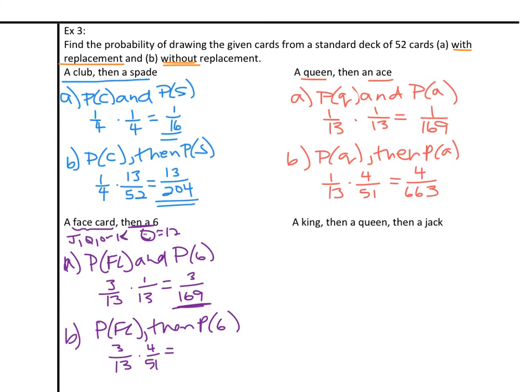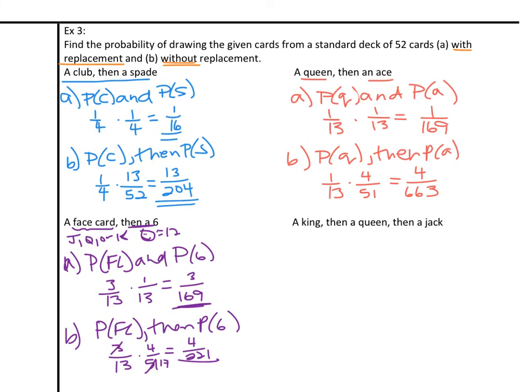And this would become, well, actually, we could reduce this. The 3 goes into 51 17 times. Well, that's kind of nice. That would give us a total probability of 4 out of 221. Now, if you didn't recognize that and you multiplied them together, you could reduce that fraction down to 4 out of 221. All right, our last example.